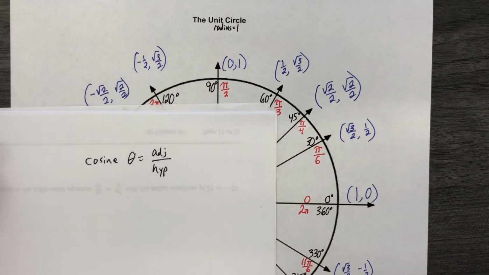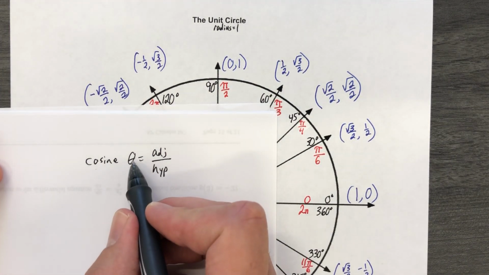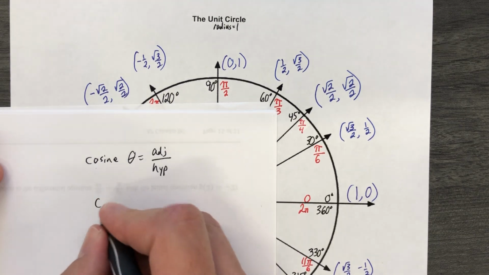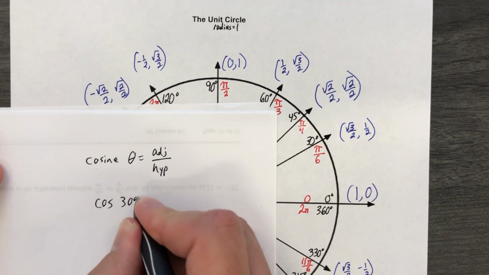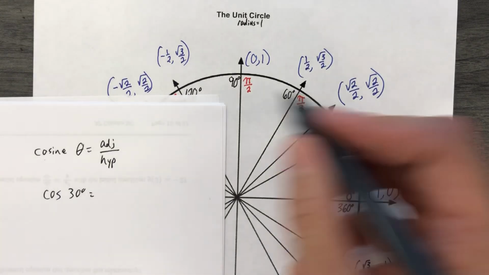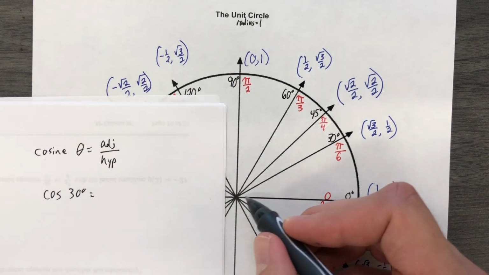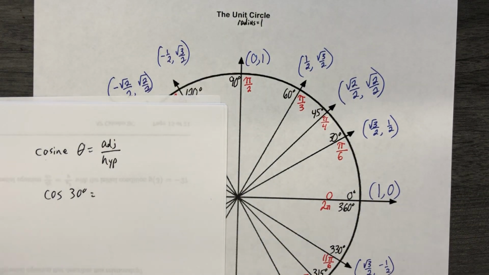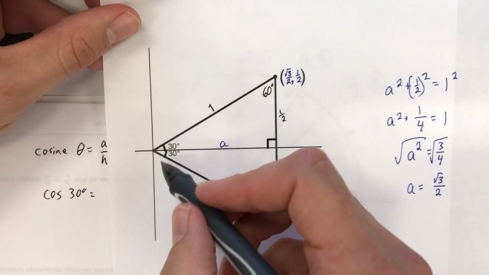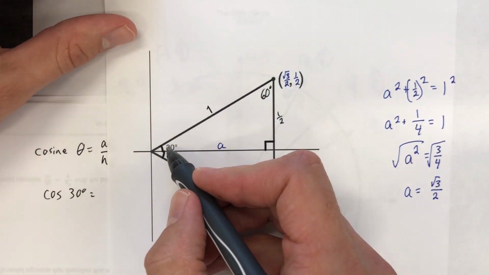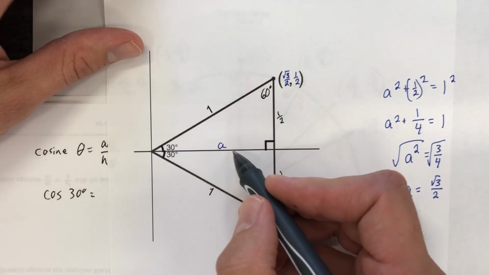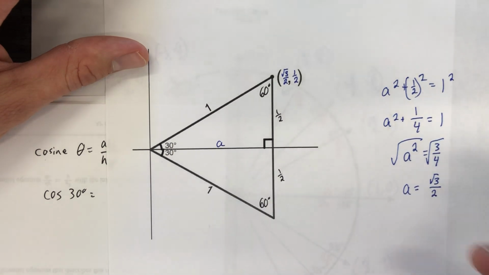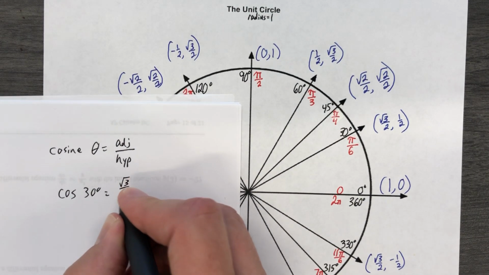Okay, fair enough. So let's find the cosine of a 30-degree angle, and we're going to do it on our unit circle, right? So if we had a little triangle right here, which we had in a previous part, you with me? Cosine of 30 degrees would be the adjacent, which is labeled with an A, which we found to be square root of 3 over 2.